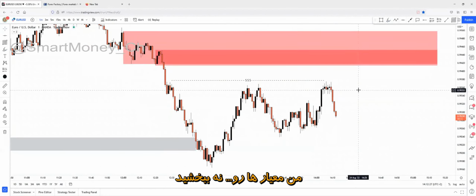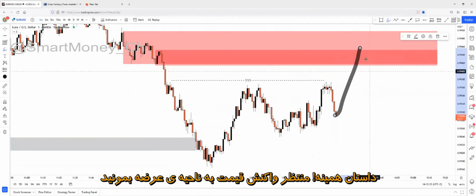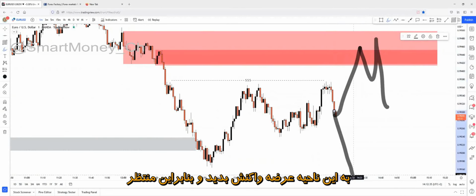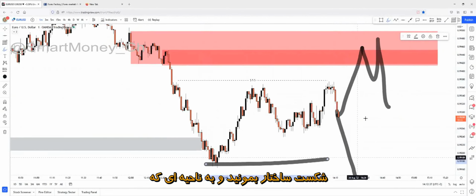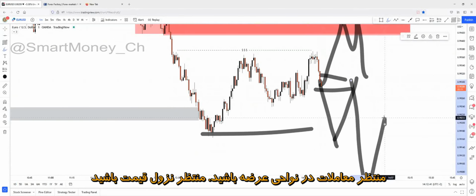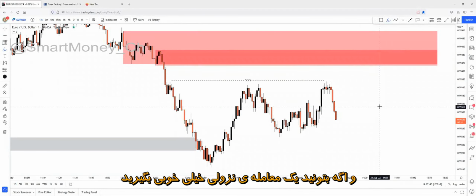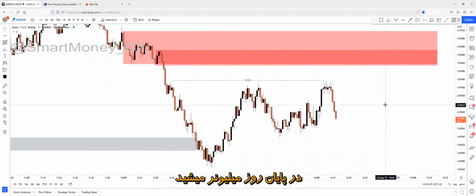I just explained the scenarios clearly, and that's it. Wait for this supply tap, react on this supply, wait for the breakout structure, react on the structure breaking zone if it forms. That's it. Wait for supply trades, wait for short trades. And if you can catch a good short trade, you'll be a millionaire by the end of the day.